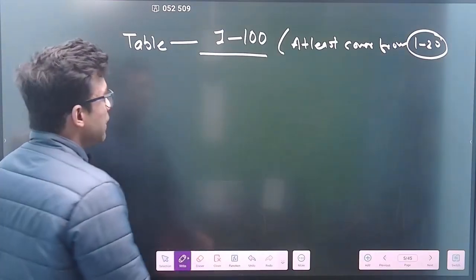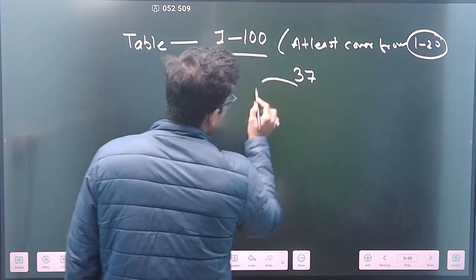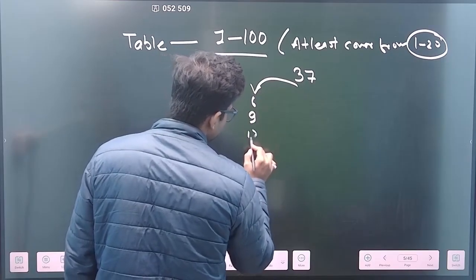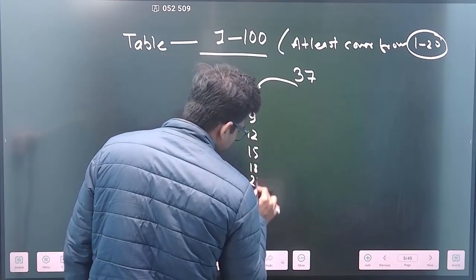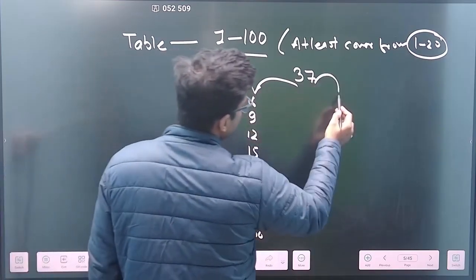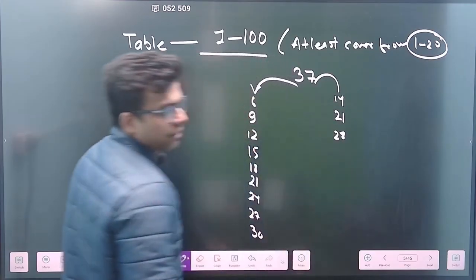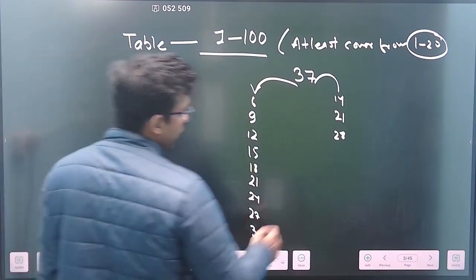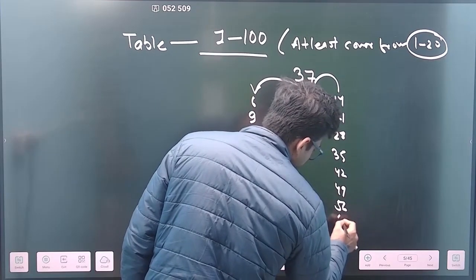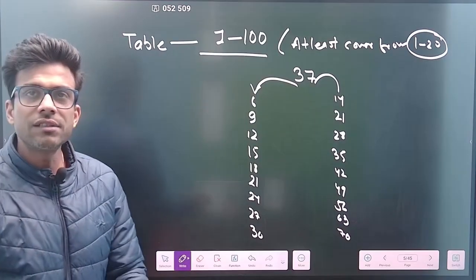First, I'll show you. Suppose there is a number 37, and you want to write the table of 37. Write the table of 3: 3 1s are 3, 3 2s are 6, 3 3s are 9, 3 4s are 12, 3 5s are 15, 3 6s are 18, 3 7s are 21, then 24, then 27, and then 30. Then write down the table of 7 here: 7 1s are 7, 7 2s are 14, 21, 28, 35, 42, 49, then 56, 63, and then 70. These are the tables of 7 and 3.